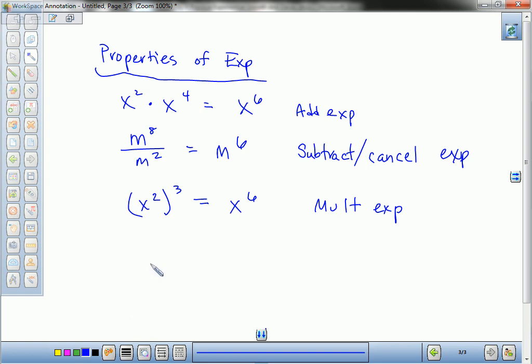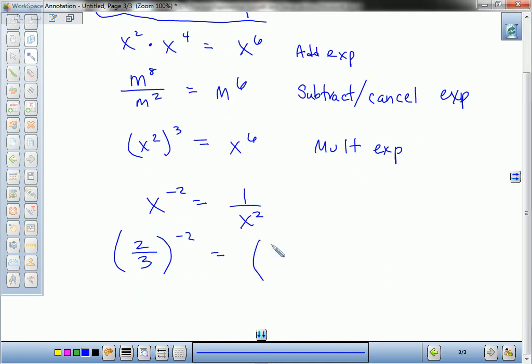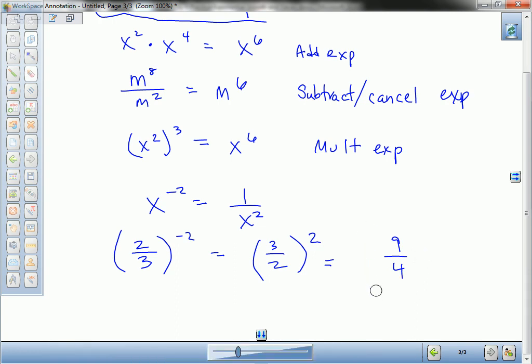Okay, then we talked about negative exponents. Negative exponent, reciprocal. Negative exponent, reciprocal. And then we'd square, in this case. Okay, so we talked about negative exponents.